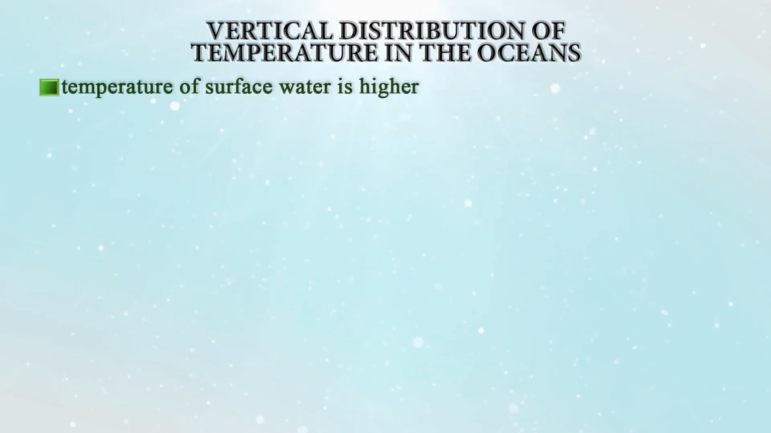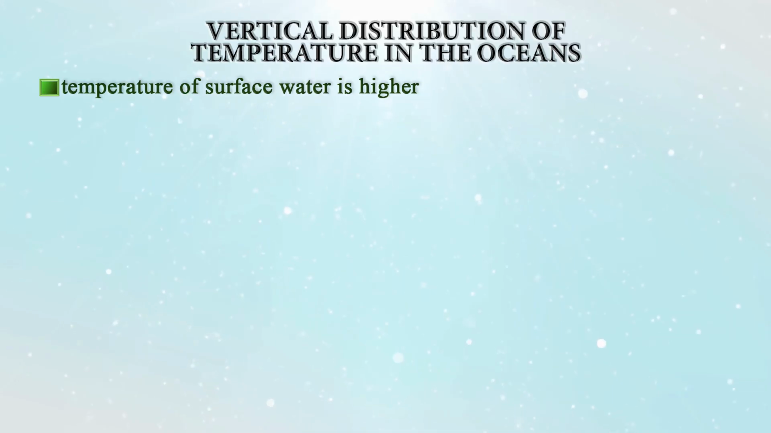We have studied the horizontal distribution of temperature of the oceans. Now it is also important for us to study the vertical distribution of the temperature in the oceans. The temperature of the surface water is obviously higher compared to the temperatures at greater depths as we move from the surface to greater depths below the surface.